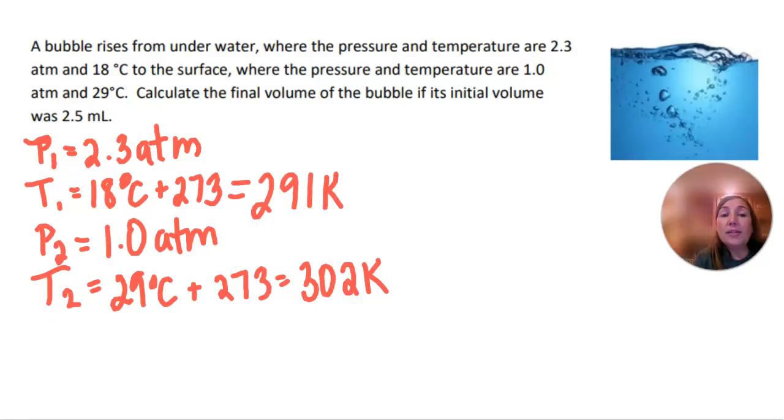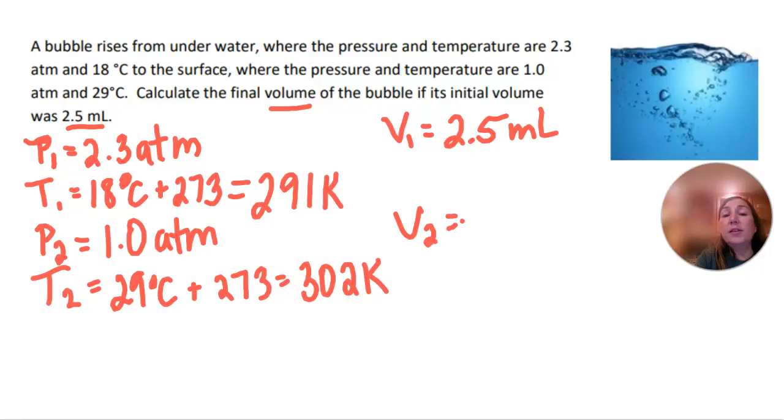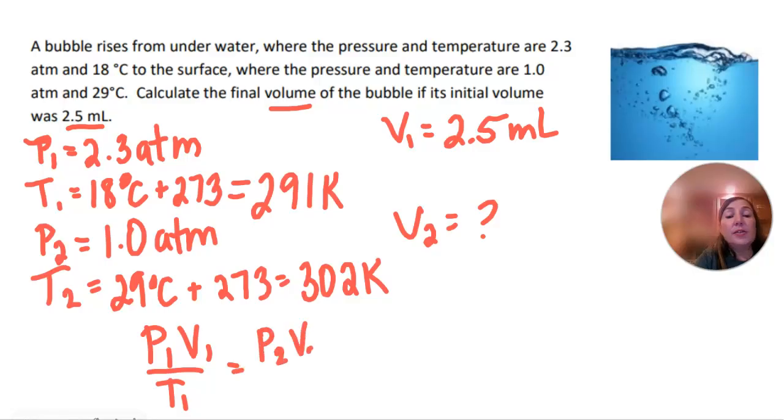Okay, so we've got P's and T's. It says calculate the final volume if the initial volume was 2.5. Okay, so V1 we also know it's 2.5 milliliters, but we don't know V2. Now we can use the combined gas law that doesn't have N. So it was P1 V1 over T1 equals P2 V2 over T2.